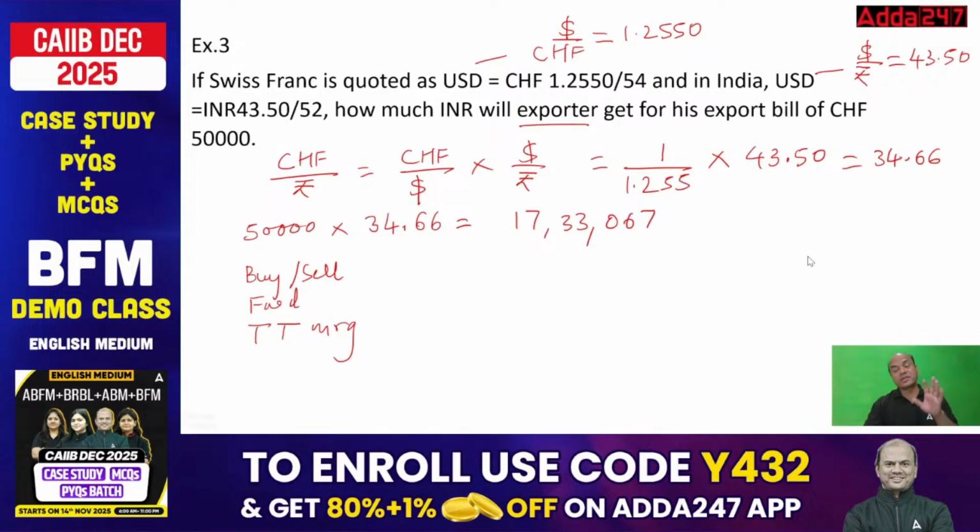Keep it very simple. So in this problem, you don't have forward rate or forward margin. You don't have TT margin. So everything is gone. The answer is whatever you have got, 34.66. If they give you a TT margin of so and so, then since it is a buy transaction for the exporter, you'll minus it. Correct. Clear? These concepts are very important.